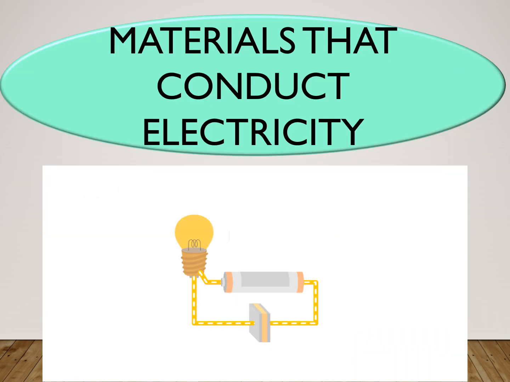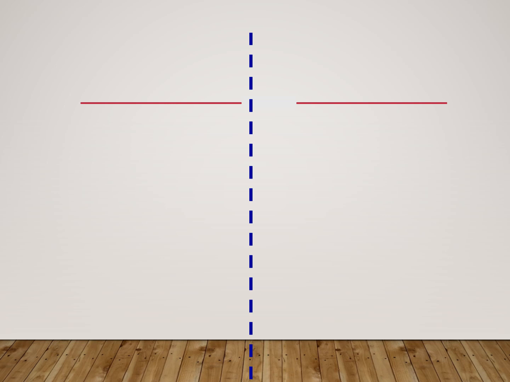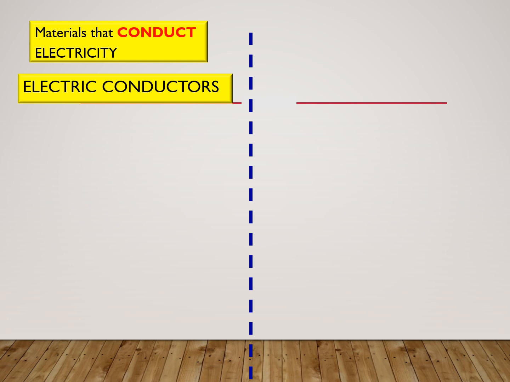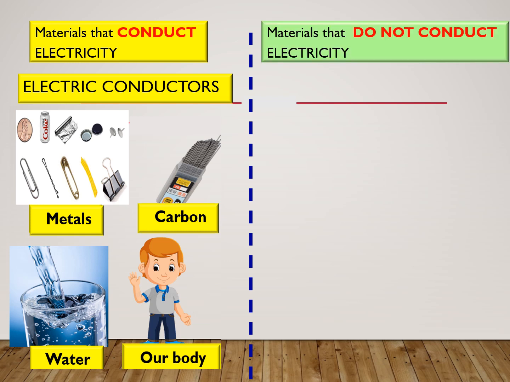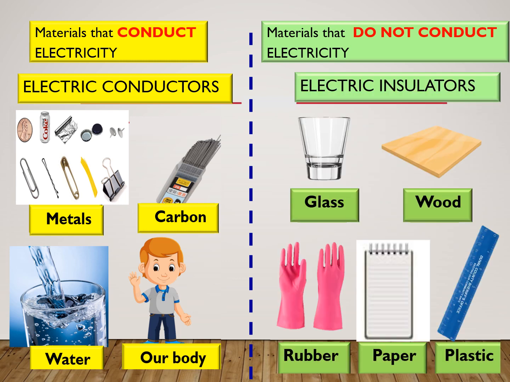Now let's learn about materials that conduct electricity. Materials that conduct electricity are also known as electric conductors. The examples are such as metals, carbon, water, and also our body. So please be careful whenever you use electrical appliances, okay? And materials that do not conduct electricity are also known as electric insulators. They are glass, wood, rubber, paper, or plastic. They are important to protect us from electricity.